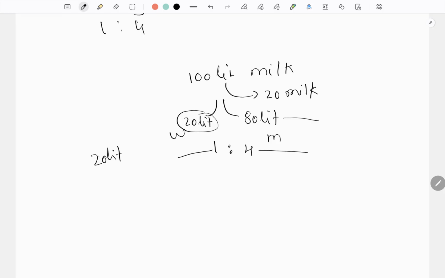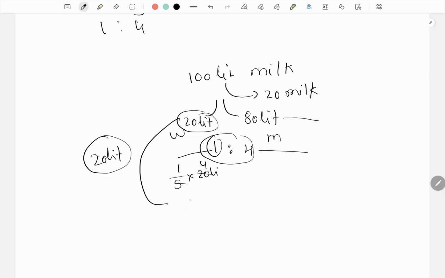Now total 100 liters of the mixture, we are going to remove 20 liters. Water parts are 1 part out of 4 total. 1 plus 4, 5 parts. 1 by 5 into 20 liters, that is 4 liters we need to remove. So 4 liters of water is removed.